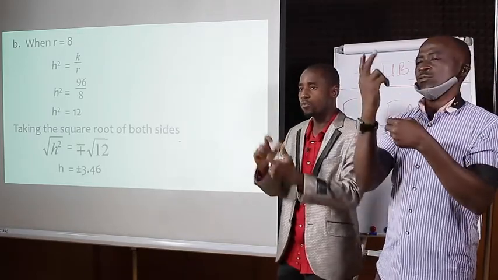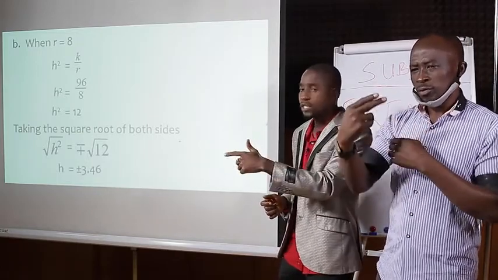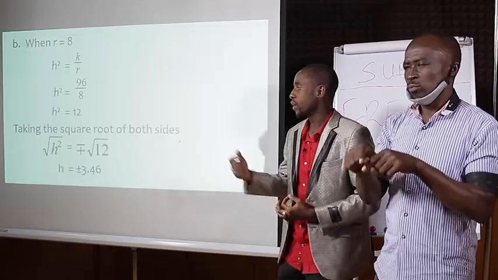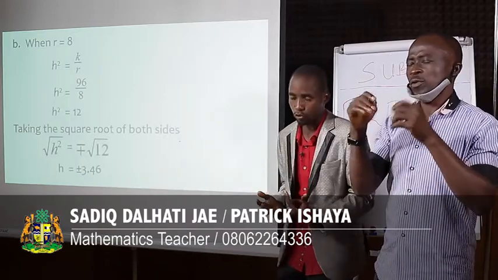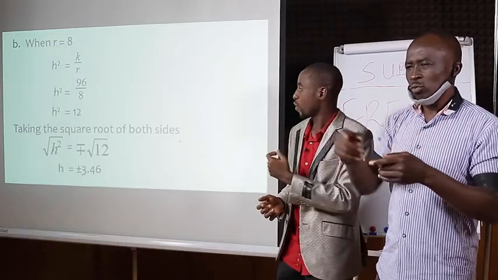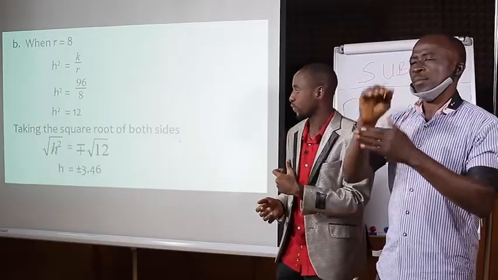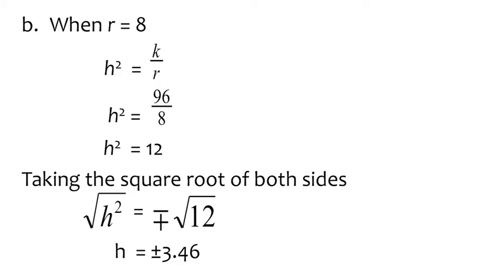When you take the square root of both sides, you have h squared with square root, then plus or minus. The reason why we introduce plus or minus is because initially the question has no square root. Now we are introducing square root, then you must include plus or minus. Then we have plus or minus root 12. The square root will cancel the square on the left-hand side, and we'll be left with h only. Then square root of 12 is plus or minus 3.46, which is the value of h when r equals 8.